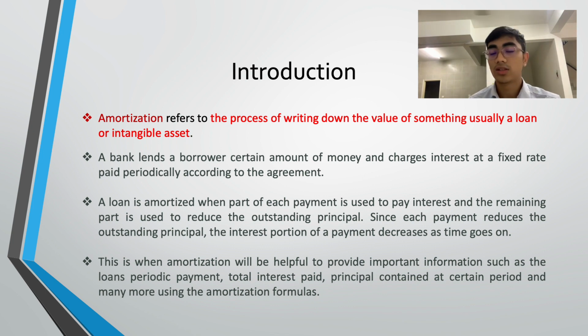So what is amortization? Amortization refers to the process of writing down the value of something, usually a loan or intangible asset. So fundamentally, amortization is like depreciation, but for an intangible asset or loan. So amortization is the practice of spreading an intangible asset cost over that asset's useful life.